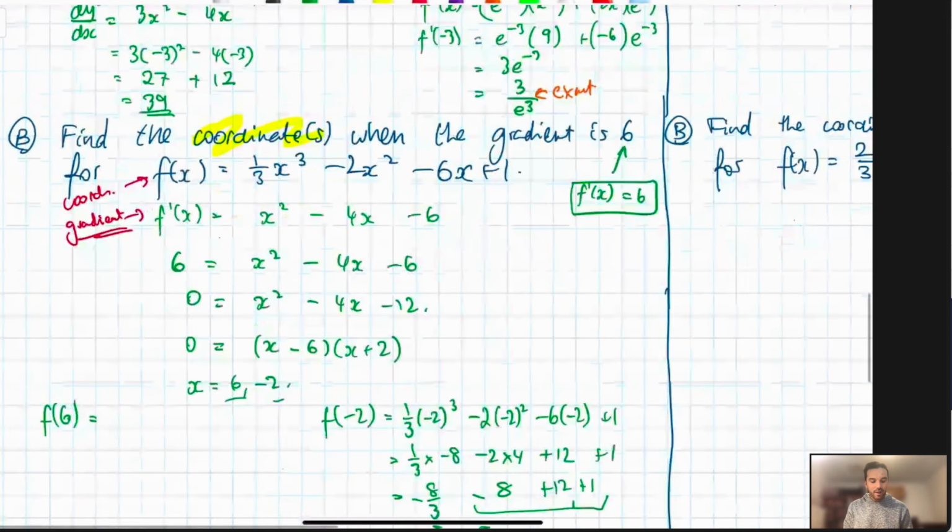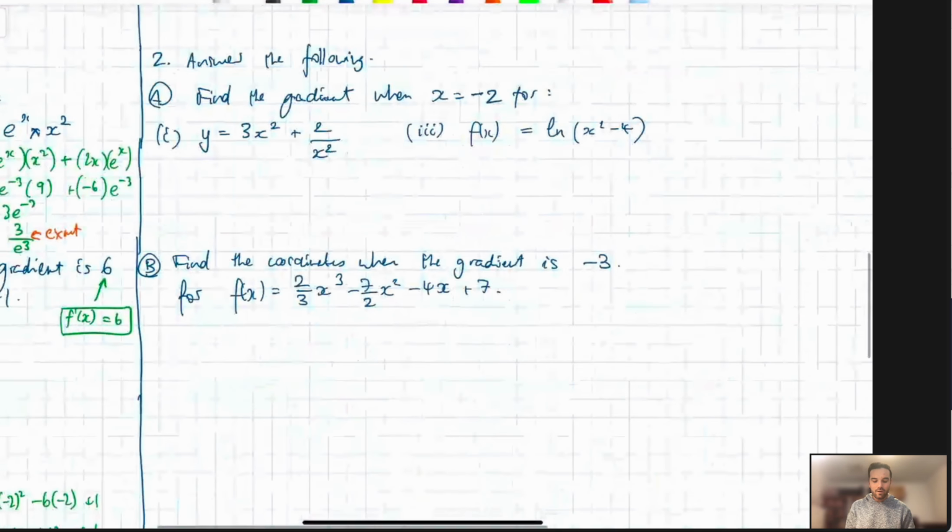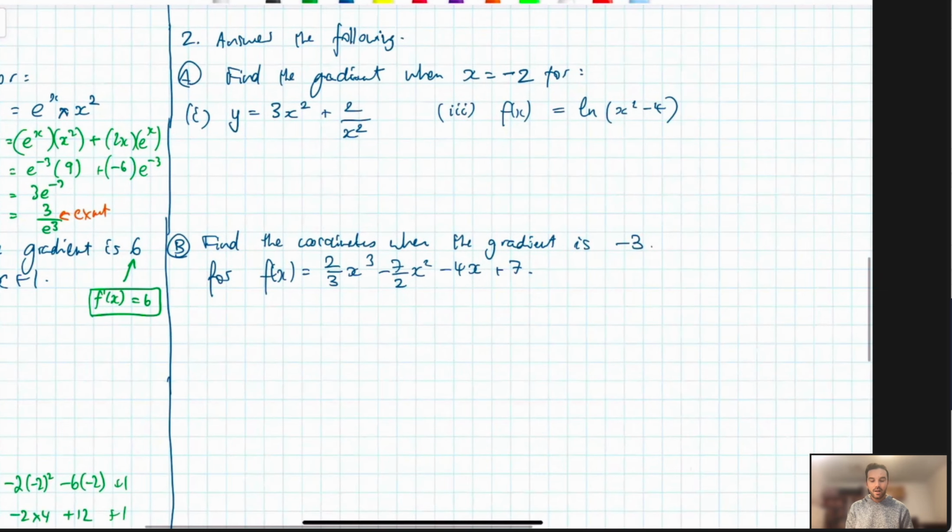Okay, now what I'd like you to do is on the right hand side, you've got these 2 examples. I'd like you to have a go at these. And so pause the video, press play when you're ready to go.